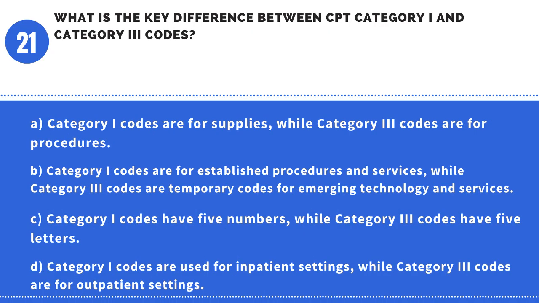Question 21. What is the key difference between CPT Category I and Category 3 codes? A. Category I codes are for supplies, while Category 3 codes are for procedures. B. Category I codes are for established procedures and services, while Category 3 codes are temporary codes for emerging technology and services. C. Category I codes have 5 numbers, while Category 3 codes have 5 letters. D. Category I codes are used for inpatient settings, while Category 3 codes are for outpatient settings.